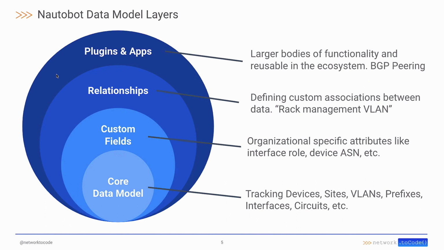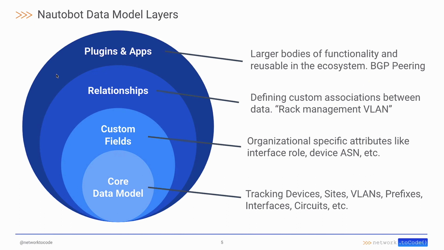Relationships is a really cool feature that we've implemented in Nautobot specifically. This allows us to build custom associations between the different models, between the different data. So VLANs, like Jason mentioned, are quite popular in this context.